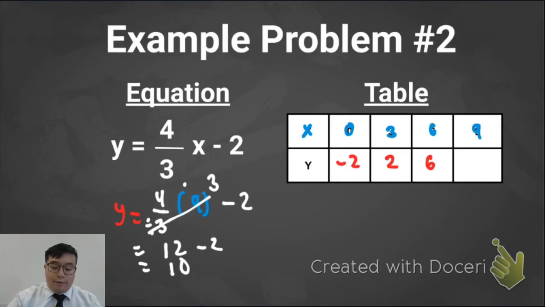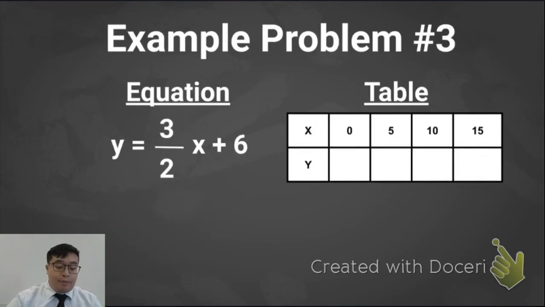So when I have x equals 9, my y value is going to be equal to 10. Let's take a look at our last table. Here we have the equation y equals 3 over 2 x plus 6.